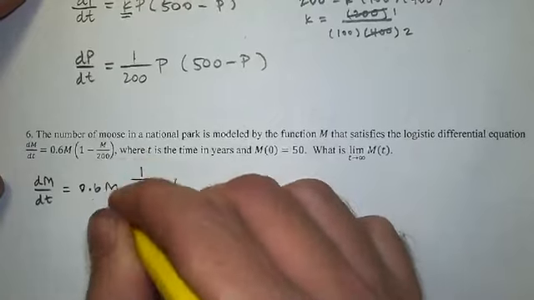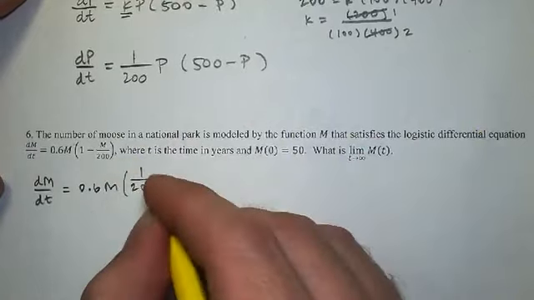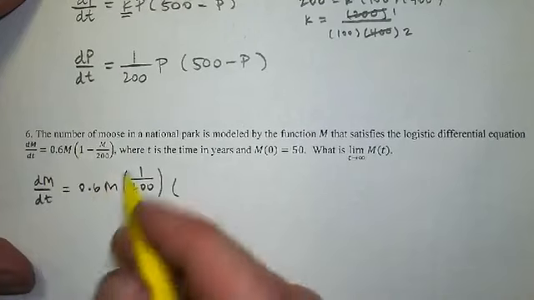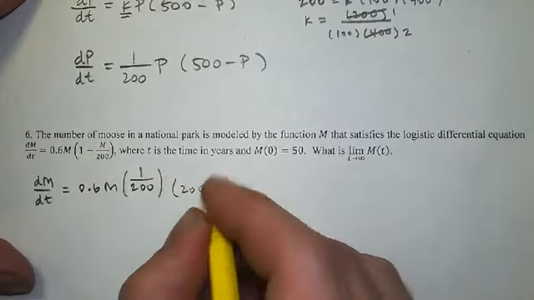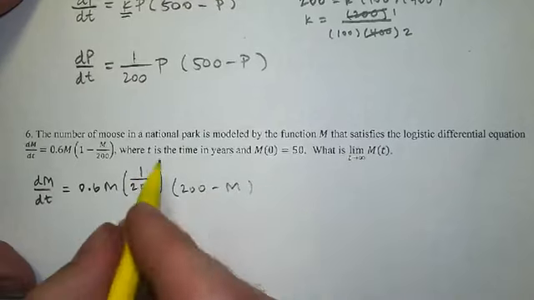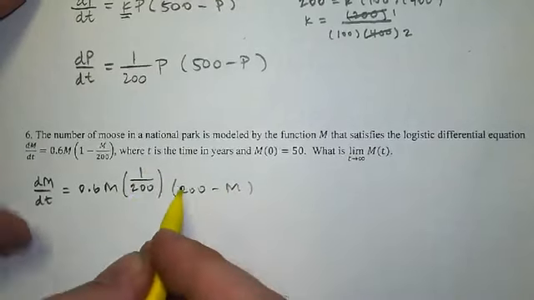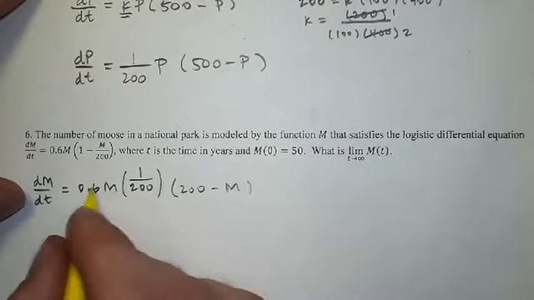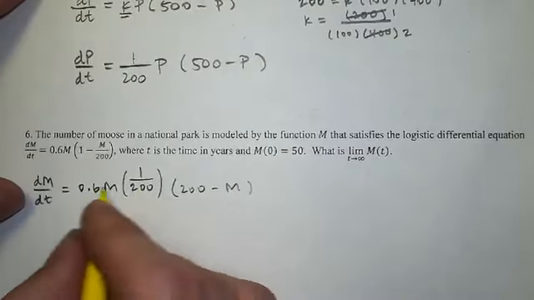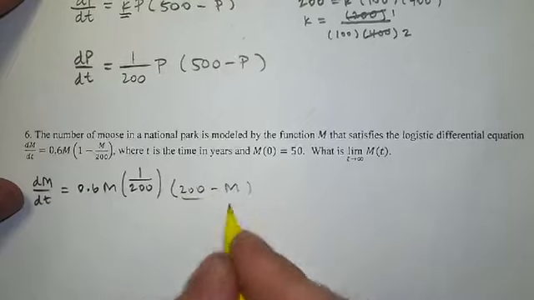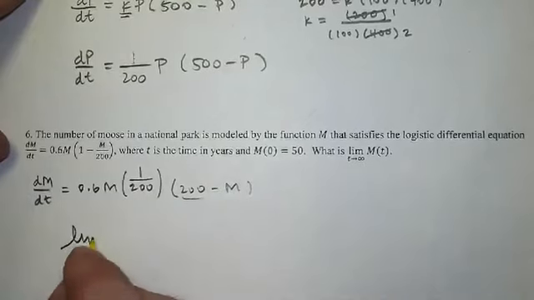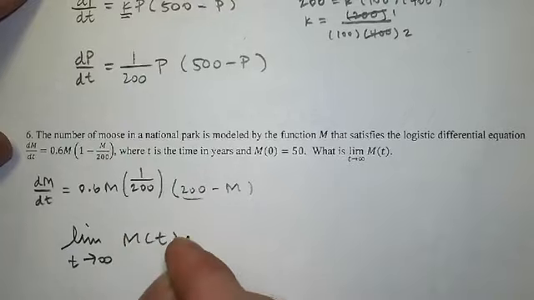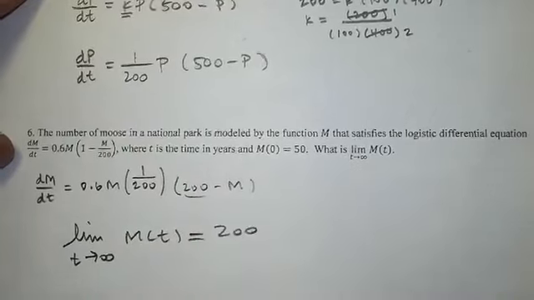Hold on, let's make this look a little nicer. 1 over 200 times 200 minus M. And just try to think about distributing that back in. That'd be 1 M over 200. And then this is just 0.6 divided by 200. This is some other number times M times 200 minus M. That's the carrying capacity. M of t equals 200.